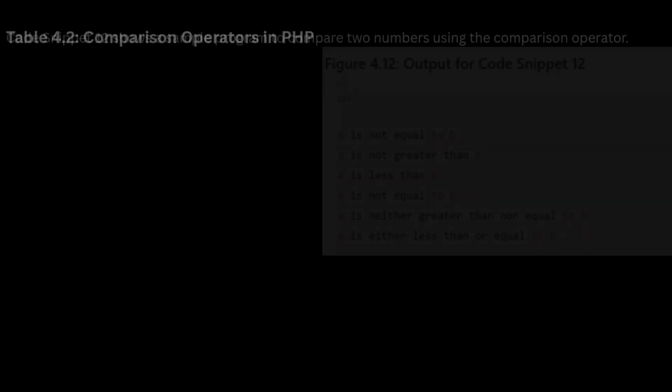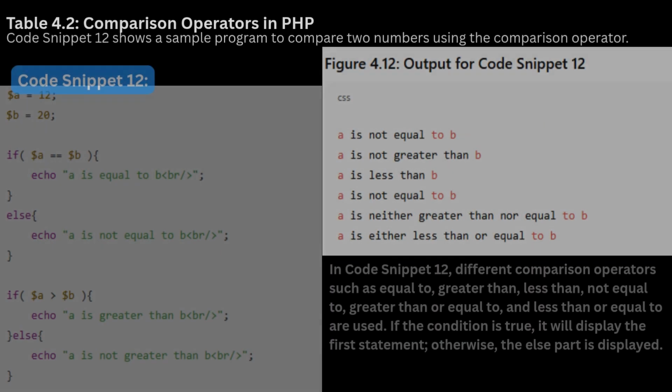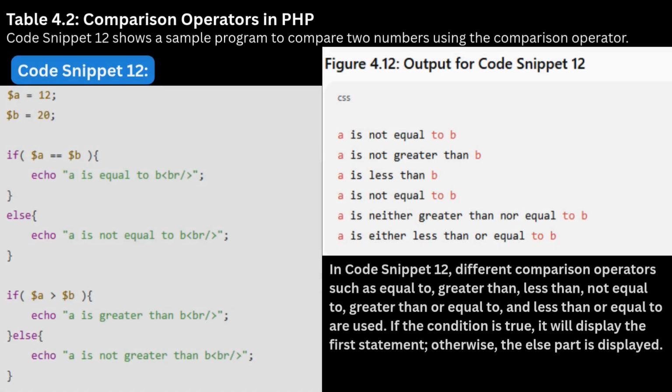Now that we've gone through the list of comparison operators in PHP, let's take a closer look at how these operators are actually used inside a real program. Code Snippet 12 provides a simple but very effective demonstration of how PHP compares two numbers using different comparison operators.